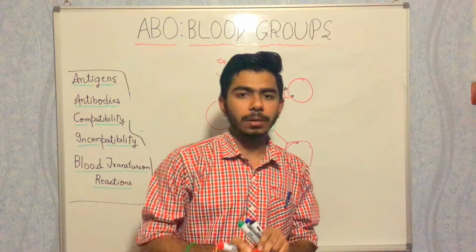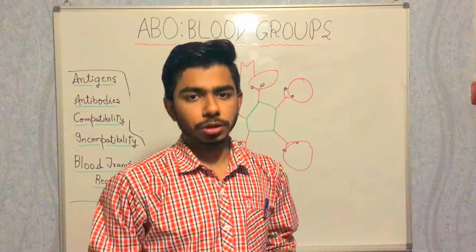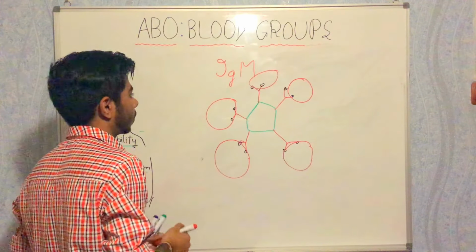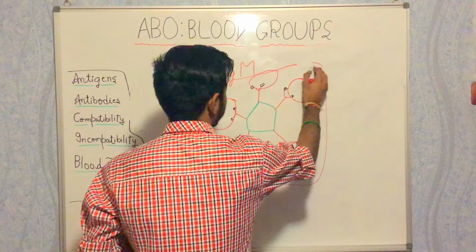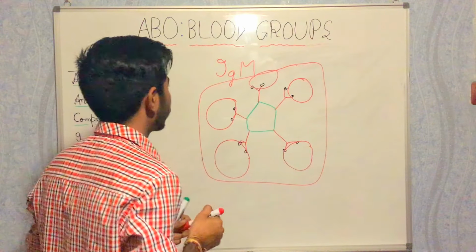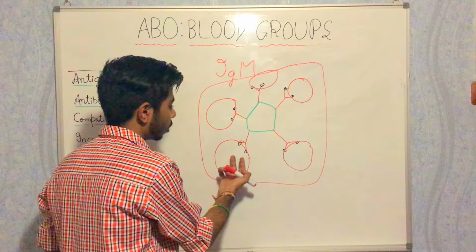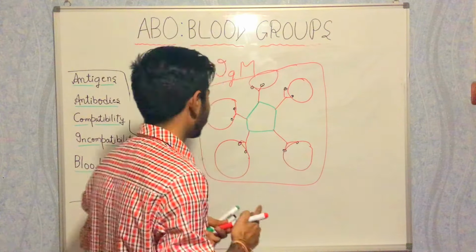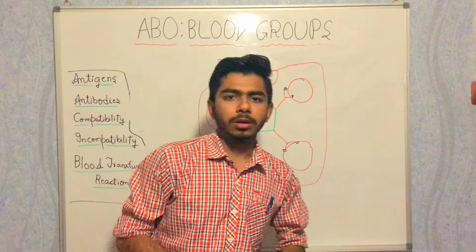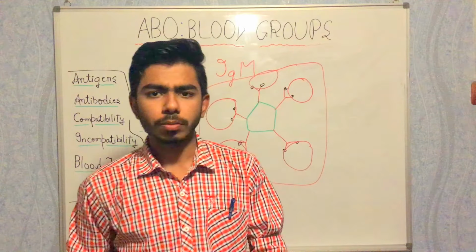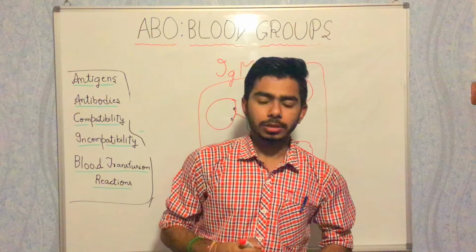5 RBCs and, for example, 10 agglutinins or 10 antigens along with them. So this is the molecule of IgM. Each antibody has 2 binding sites, and this is the pentameric molecule. So this was the discussion about the ABO blood group. In the next section I will talk about the Rh grouping system. Till then, take care, see you soon.